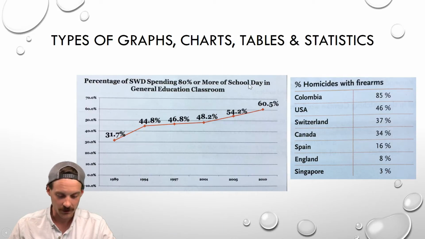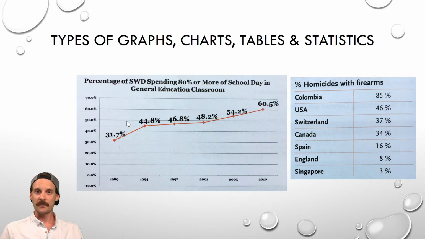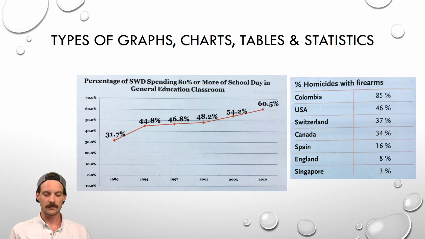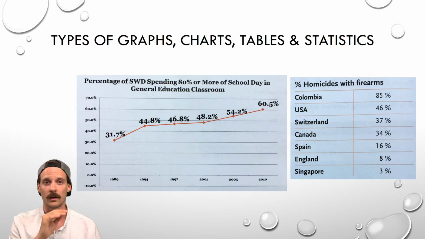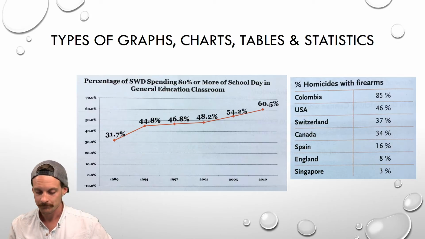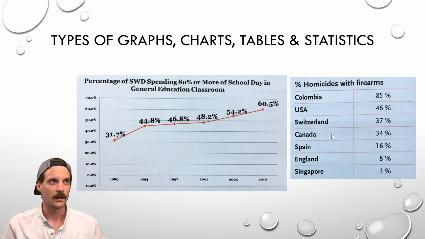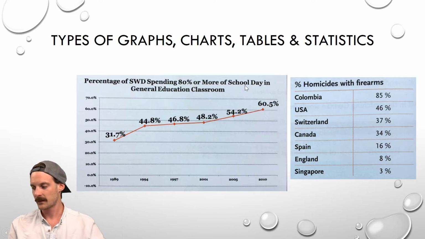And we're gonna move on to a very famous one. That's a line graph, which shows one graph depicted on a vertical and a horizontal axis. And right beside the line graph, there is a table, which shows in this case homicides with firearms, the percentage of homicides with firearms.